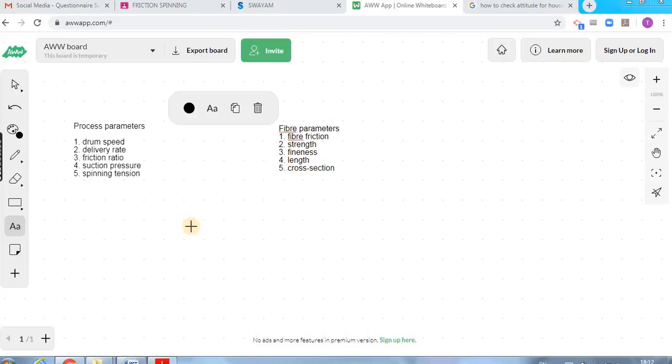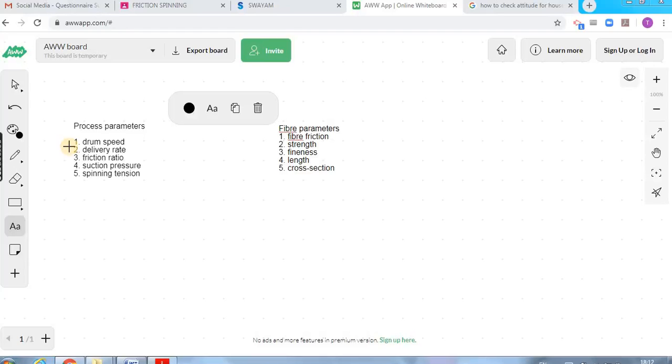Good morning, learners. So in this video we are going to see about the influence of process parameters and fiber parameters on friction spun yarn characteristics. When we are discussing the process parameters, these 5 parameters play a vital role in deciding the friction spun yarn characteristics. One is drum speed, 2 delivery rate, 3 friction ratio, 4 suction pressure, 5 spinning rate.